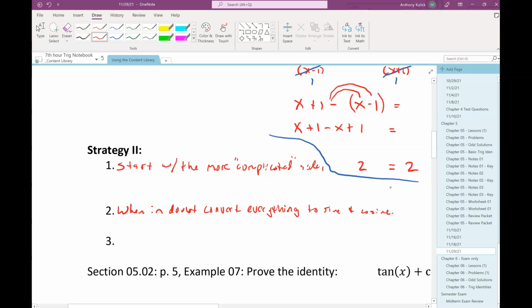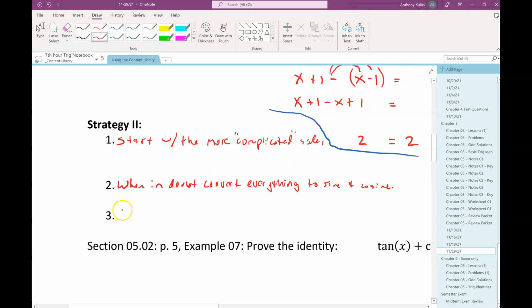So when in doubt, convert everything to sine or sine and cosine. So if you're not sure what to do or where to start, that's an effective strategy. And the last thing is what we have to remember: when we're adding or subtracting fractions, we need to have a common denominator.